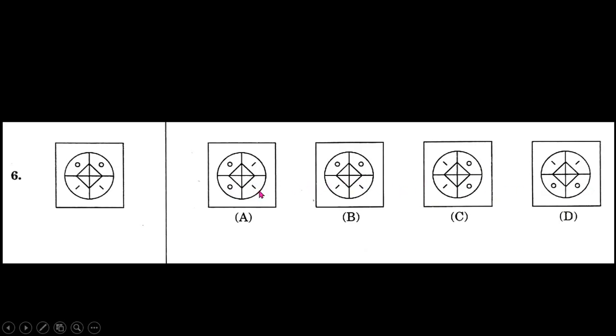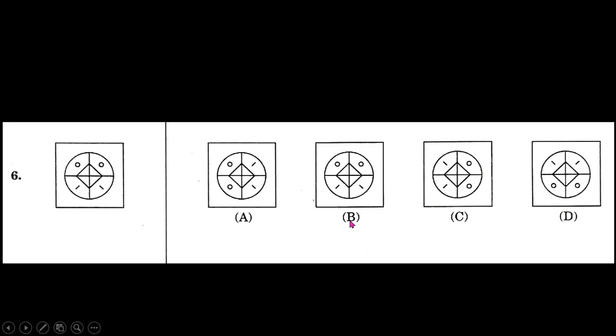Let us now look at the positions of these in each of the figures. In answer figure A, in the upper half of the circle, we have one small circle, one short line, which is not in the question figure. So we will leave this. Looking at the answer figure B, we have 2 small circles in the upper half of the large circle and 2 short lines in the lower half of the large circle, which is exactly same as that of the question figure.